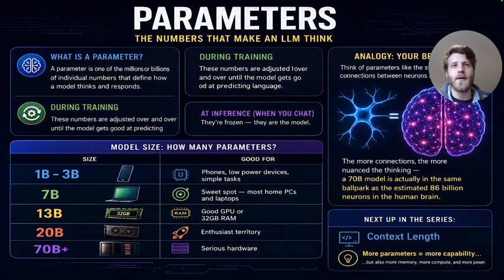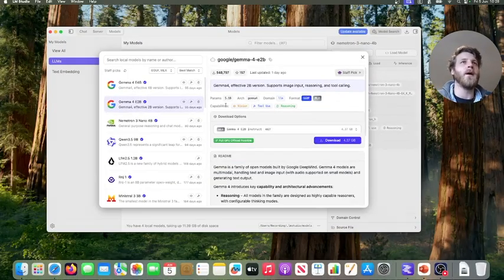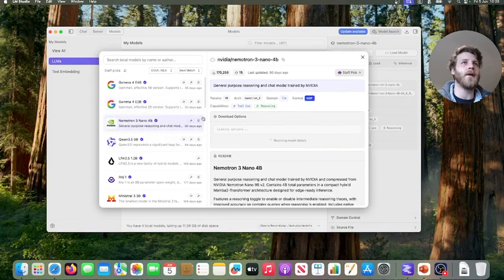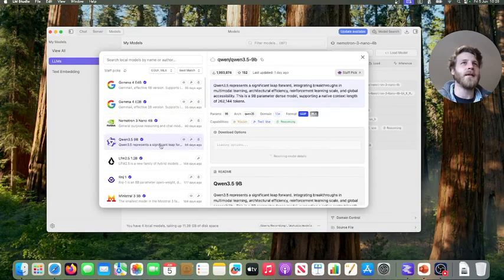A 13 billion parameter model will be good for GPU or 32 gigabytes of RAM. So we're really stepping up now. We're thinking about either a built machine or thinking about stacks. 20 billion parameters, enthusiast territory. 70 billion parameters, we're looking at an AI stack essentially to run that. So when we're seeing parameters popping up here, 5 billion params, 4 billion, down to Qwen here, 9 billion, that's what we're thinking about.